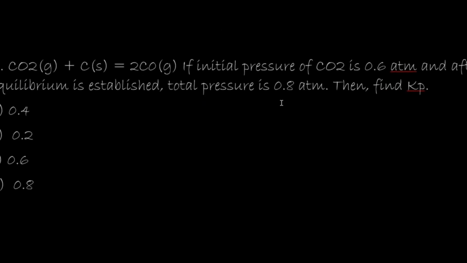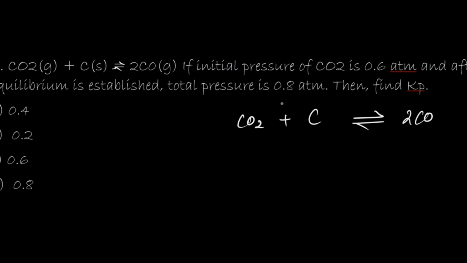Then the next question: CO2 plus carbon gives 2 CO. If the initial pressure of CO2 is 0.6 atm, then after equilibrium is established, the total pressure is 0.8 atm. Then find Kp. So that is the question asked.